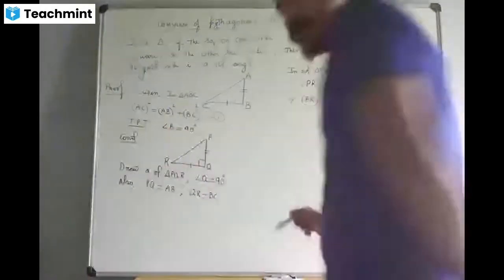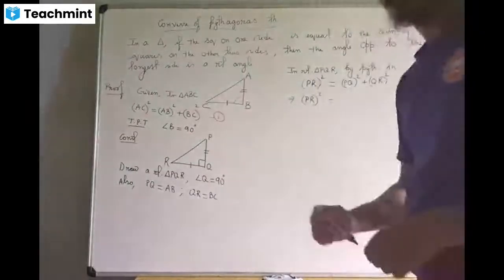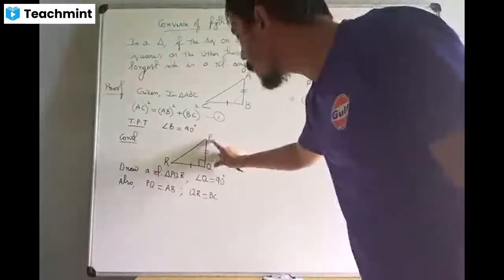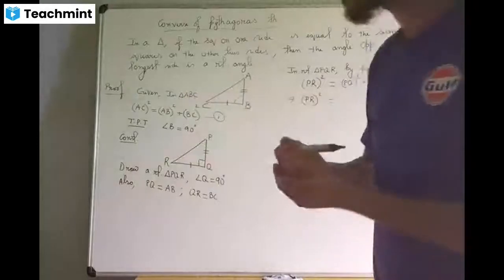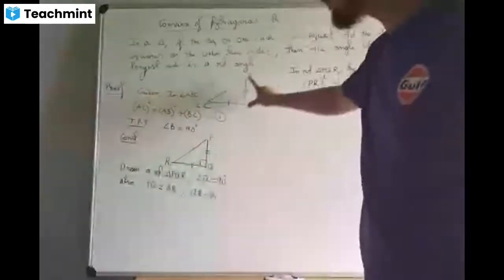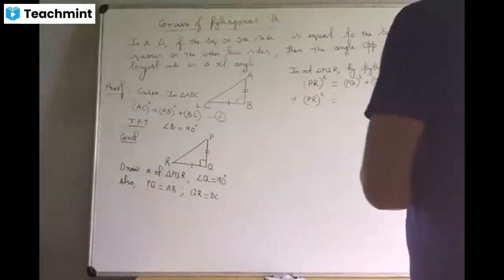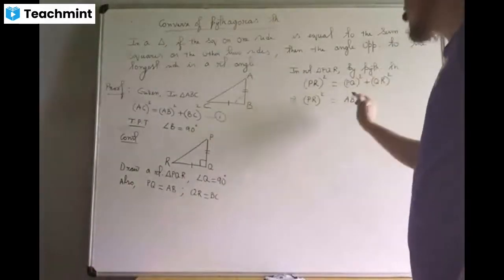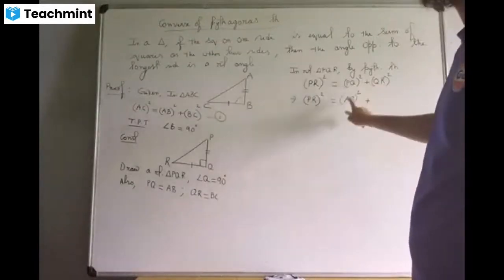Now look, class, look at the board. In our construction, we have made the side PQ to be equal to AB, right? We have drawn the side PQ to be equal to AB. So this PQ can be replaced by AB. And as we have PQ square, we can write AB square. How comes PQ is equal to AB? By construction.